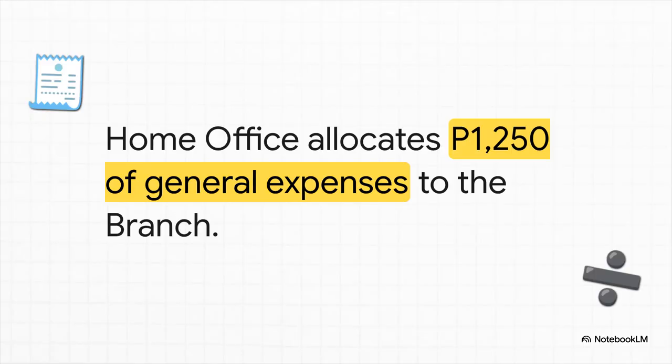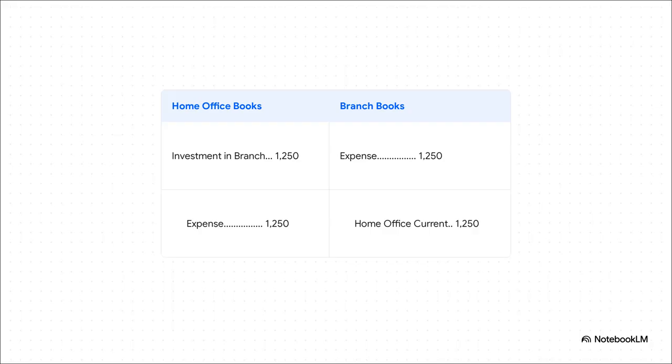And here's our final core transaction: expense allocation. The home office covered some general expenses like admin costs, and now it's charging 1,250 pesos of that to the branch. This usually comes in the form of a debit memo. And again, the logic is absolutely flawless.